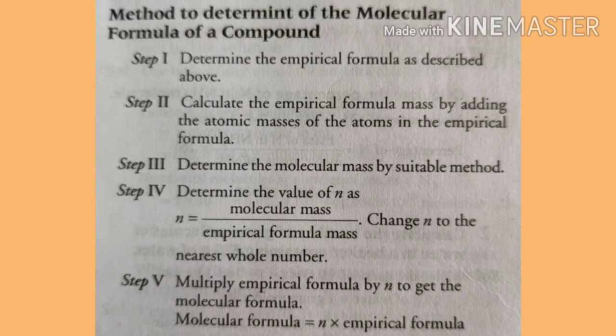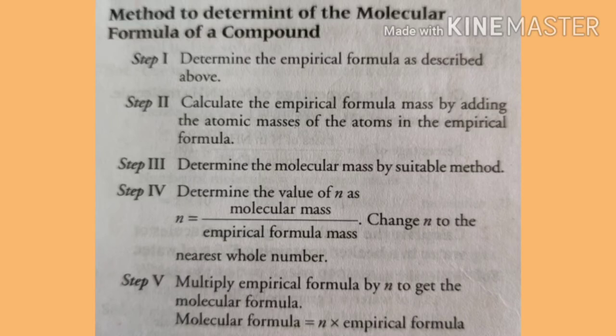So we have to find out the value of n. n is a multiple by which if you multiply the empirical formula you will get the molecular formula. Again in the example of ethyne, the value of n is 2 because the molecular formula of ethyne is C2H2 and its empirical formula is CH. C plus H, that is 12 plus 1 equal to 13, is the empirical formula mass of ethyne. And the molecular mass is 26.